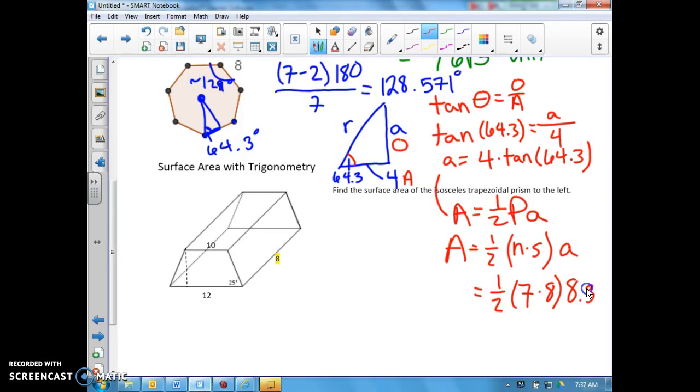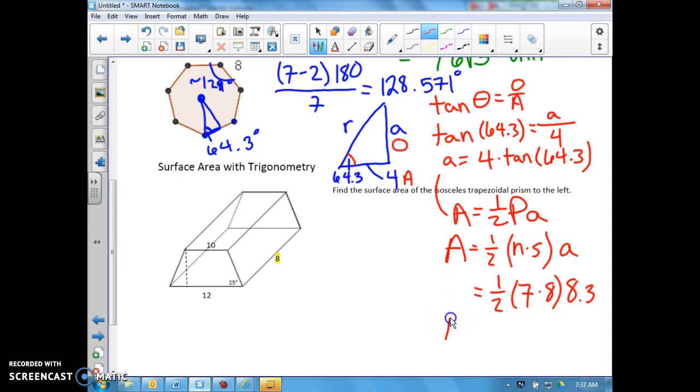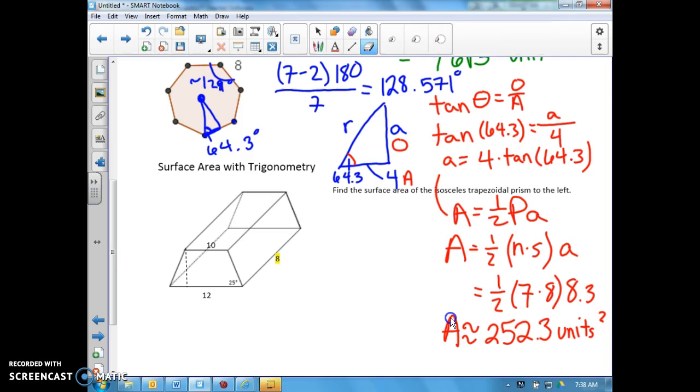So, okay. I would plug this into my calculator again. When we plug in that number, we get 232.57 as our answer. So if I come back here, that means my area is about 252.3 units squared. All right, copy this down. I'm going to erase this piece down here so that I have room to write for the next bit.